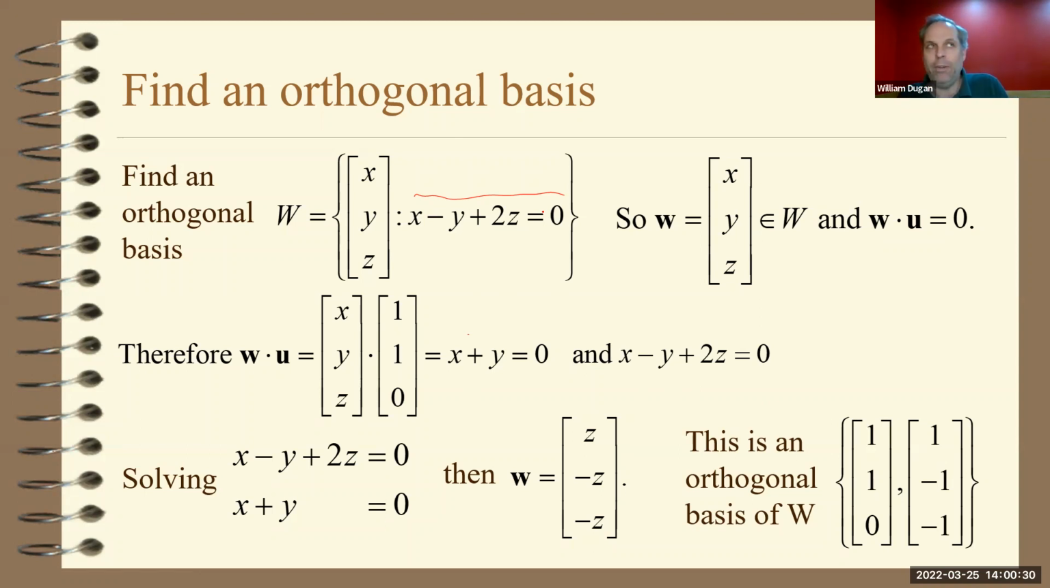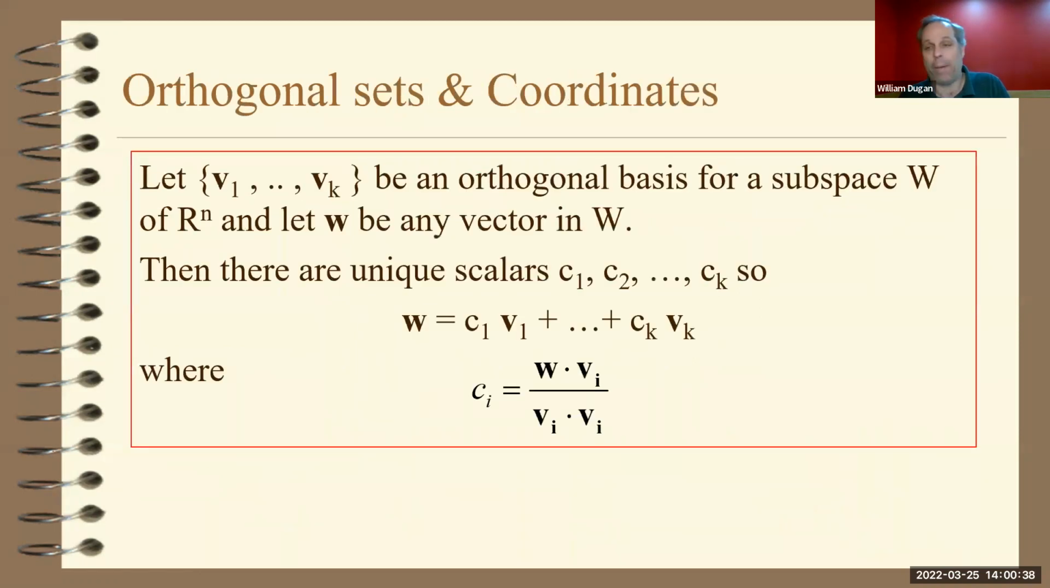Is there a better way? Oh, yes. This is a really long way to do it. But as of right now, this is the best we have. Okay. We need one last thing. One of the reasons that we want orthogonal bases, or just an orthogonal set, is it turns out that it's really easy to figure out the coordinates of a vector in the subspace spanned by these vectors.